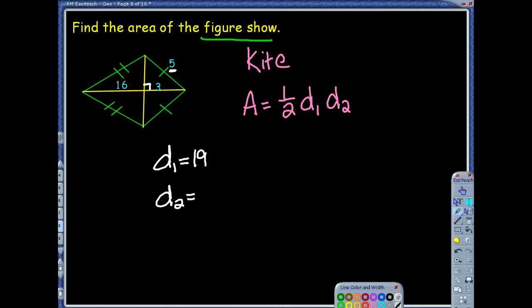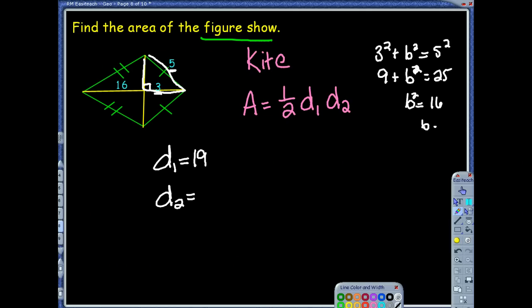Uh-huh. And I noticed that side, along with part of that other diagonal, that 3, forms a right triangle with another part of the other diagonal. So I probably can use the Pythagorean theorem. I think that's a great thought. All right, so we're going to write this as? So 3 squared plus, let's say, b squared is equal to 5 squared. So b squared ends up being, in the end, 25. Gosh. So b squared will be 16, so b is 4.